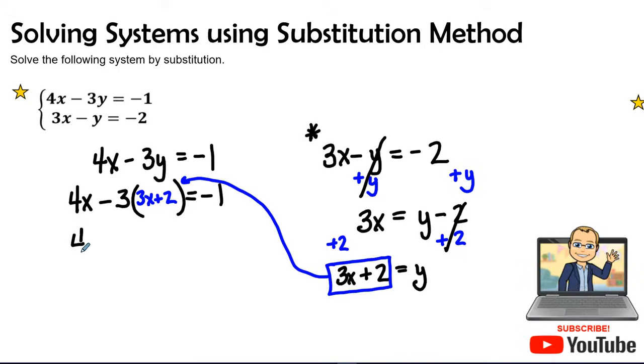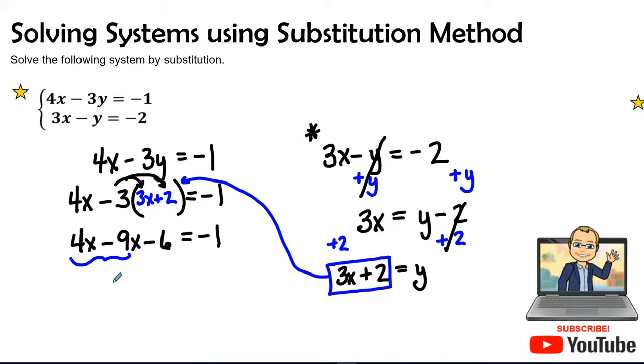So I'm going to bring down 4x. Don't need to do anything with it yet. I have a negative 3 that is going to be distributed to 3x. So negative 3 times 3x is a negative 9x. A negative 3 times a positive 2 is going to be a negative 6. And then I'll write the right side of the equation down, trying to keep my equal signs in line with each other to make it look as simple and organized as possible.